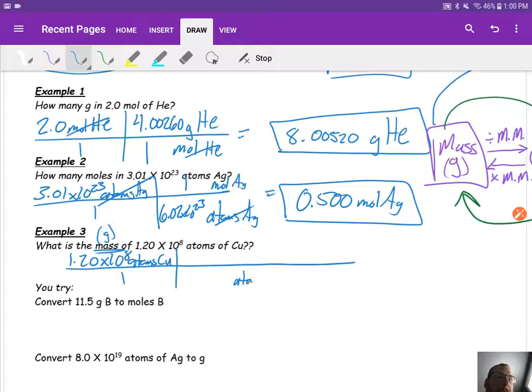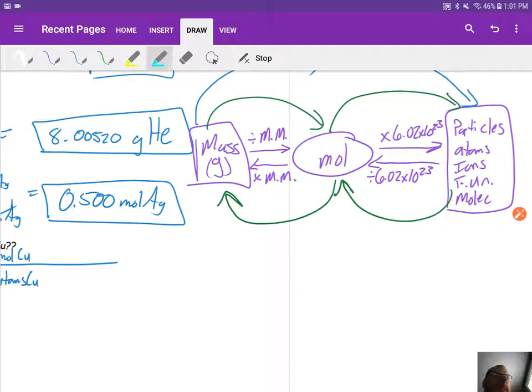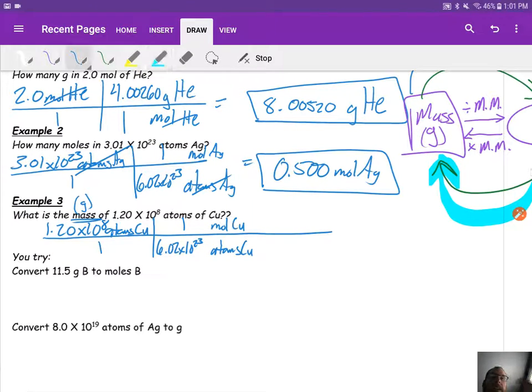So start by canceling out my units, atoms of Cu, moles of Cu. So 1 mole is 6.02 times 10 to the 23rd. So again, notice, I'm going to use a highlighter here. I'm over here, right? That's where I'm starting. So in order to get to where I want, I got to go to moles first. Then I can go over here to mass. Okay, so that's kind of guiding me in this.